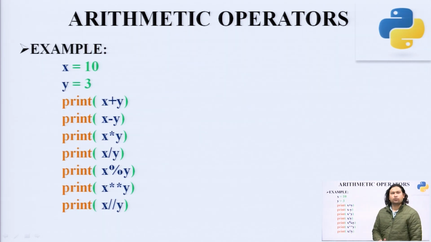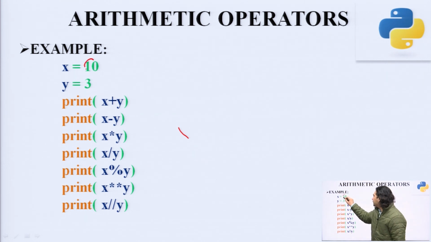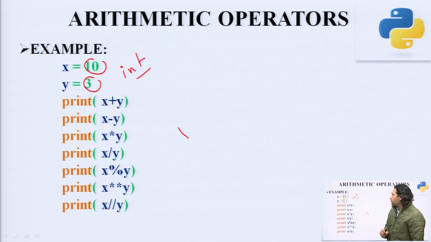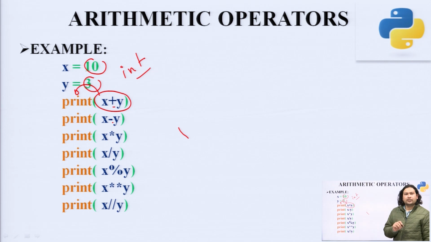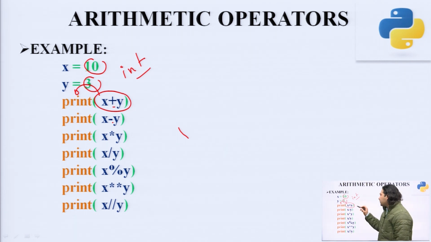Now, quickly take a look at an example. Here in this example we have two variables. You can see the data is 10 and 3, which is considered as integer. Now, on these integers we are performing the arithmetic operations by using these symbols. Since I have written this instruction inside the print statement, whatever I am seeing must be visible on the output. Here it is x plus y, that is 10 plus 3, that is 13.